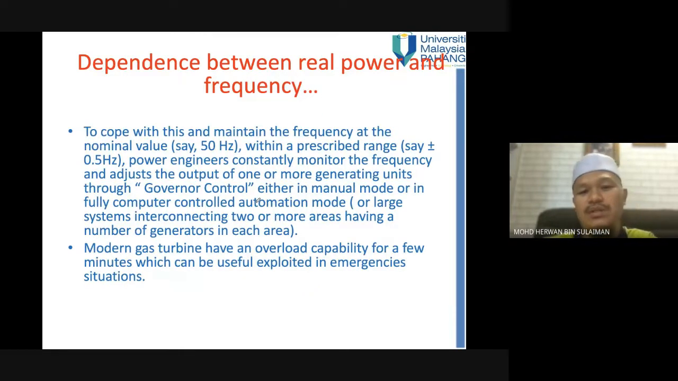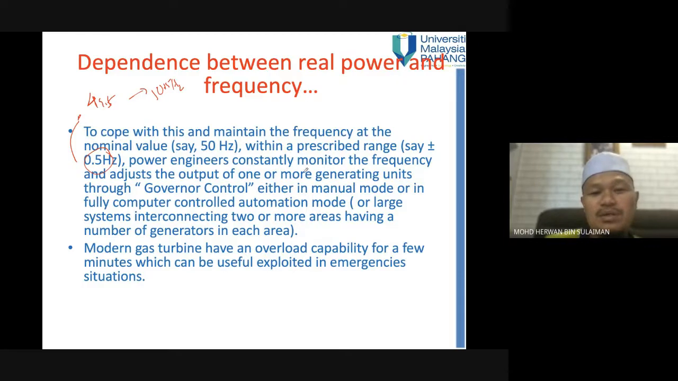Okay, to cope with this and maintain the frequency at the nominal value, biasa kita akan refer to 50 Hz because our country's system is 50 Hz, okay, within the prescribed range. So biasanya plus minus 0.5 Hz. Meaning that your frequency boleh beroperasi daripada 49.5 hingga 50.5 Hz. Okay, dia tak boleh bawah lagi.